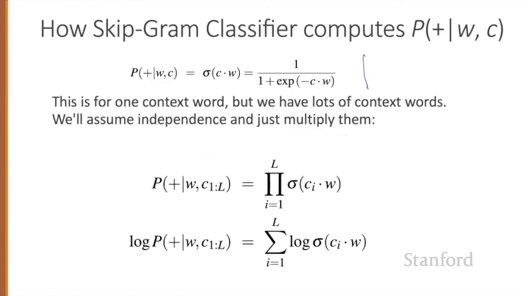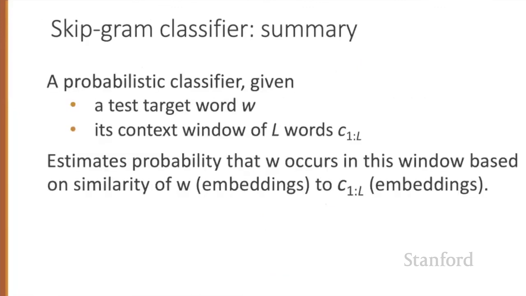So the equation we just saw gives us the probability for one word, but there are many context words in the window. Skipgram makes the simplifying assumption that all context words are independent, allowing us just to multiply their probabilities. So for all of the L words in the context window, we're simply going to multiply the probabilities. Or in log space, we're going to add their log probabilities.